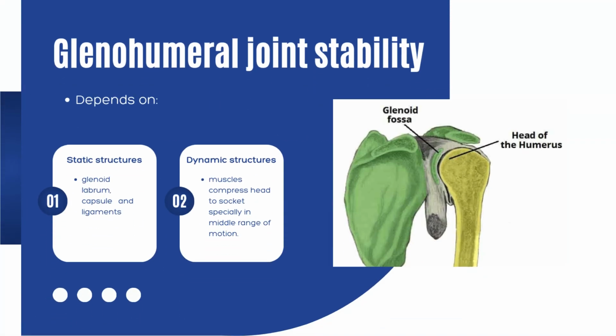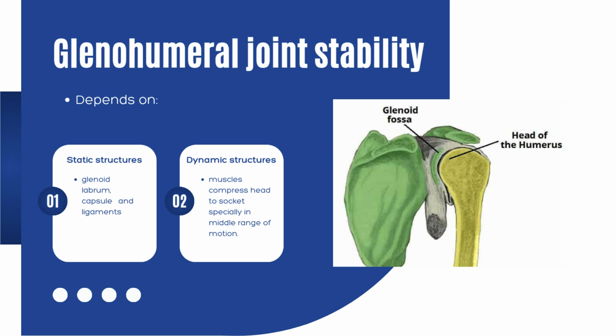Stability of this joint depends on the capsule of the joint, and outside the capsule, the thickening of the joint capsule, which are the glenohumeral ligaments. The labrum is a rim of cartilage around the edge of the glenoid fossa. This adds to the depth of the glenoid fossa.